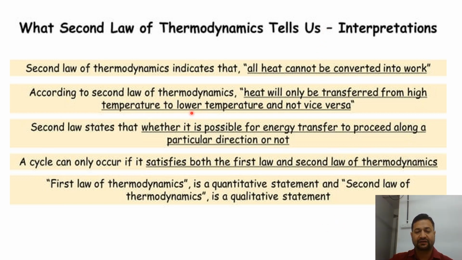But the second law gives you the feasibility that heat can be transferred from low temperature to high temperature by using some external source like a heat pump or refrigerator. So that is possible only in the second law. Clear? So a cycle can occur if it satisfies both the first law and the second law. Both laws need to be satisfied in order to have a cycle process. The first law is a quantitative law and the second law is a qualitative law.